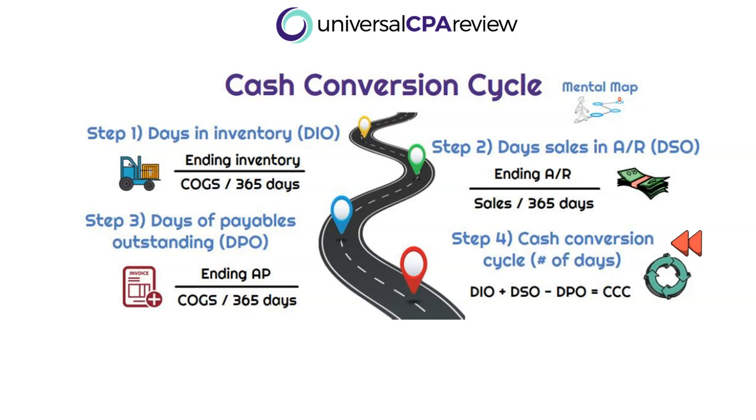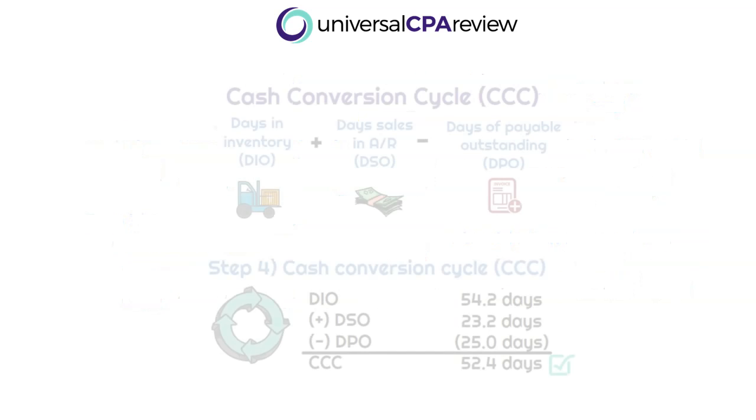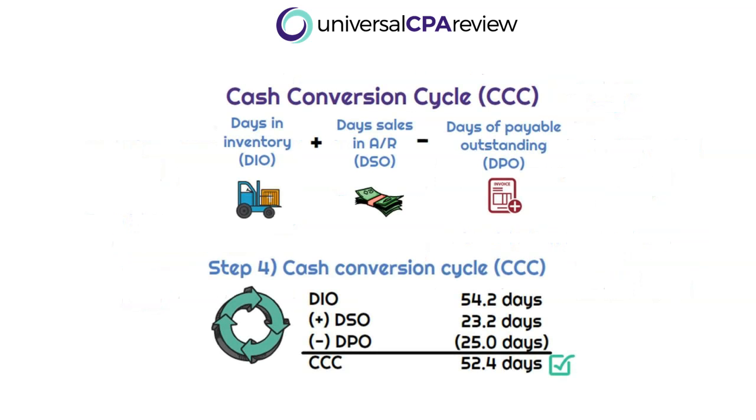So in step 4, since we've calculated steps 1 through 3, we are now ready to calculate the cash conversion cycle. We start with DIO because we purchase materials first, and that was 54.2 days. And then we'll add in the DSO, or the days sales in AR, which is 23.2 days. And then we'll subtract out the days payable outstanding, which is 25 days. And that means the cash conversion cycle for Hawaii Surf is 52.4 days. So a lot of things go into the cash conversion cycle, but ultimately this is how we would calculate it for Hawaii Surf.